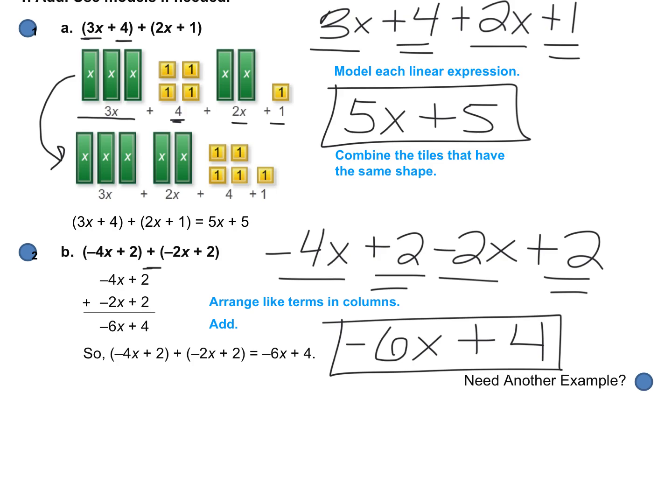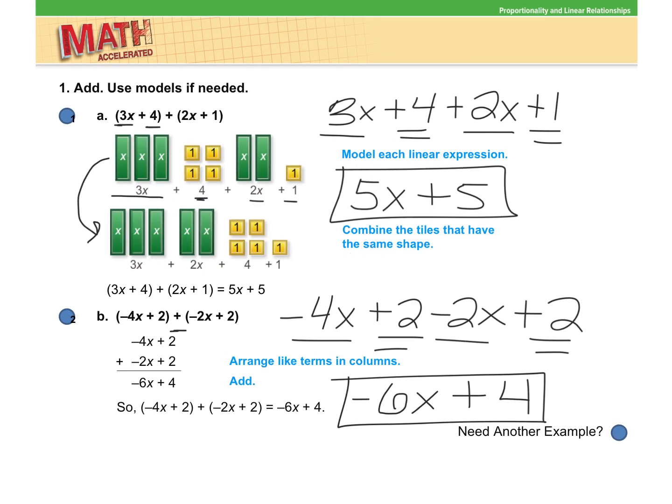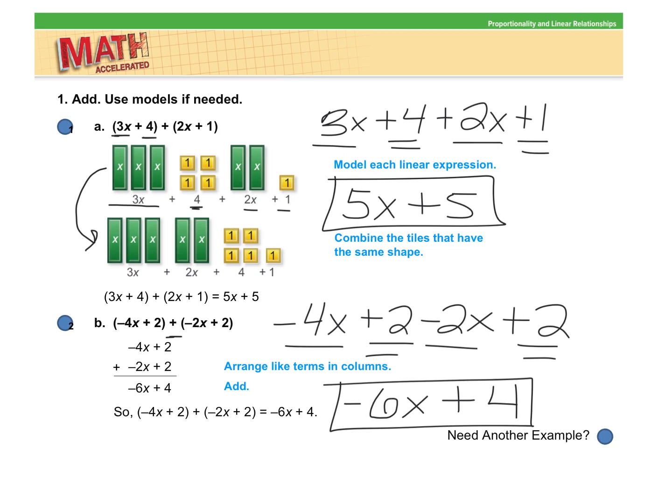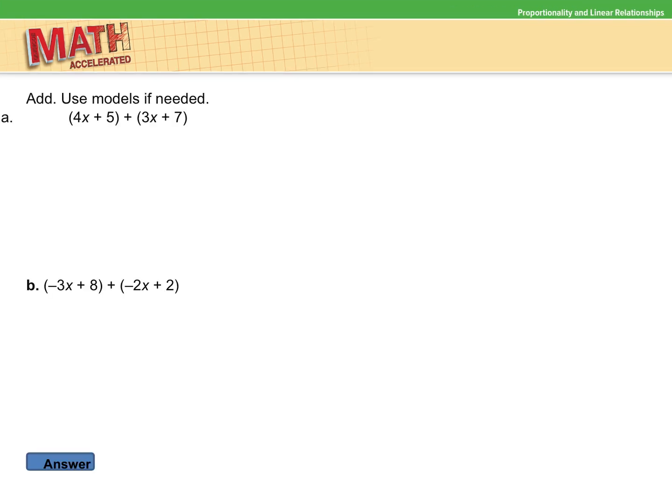Okay. Any questions over the process? First step, just get rid of the parentheses and rewrite what you have. And then combine like terms. Go ahead and try those next two on your own and then we'll go over it together.